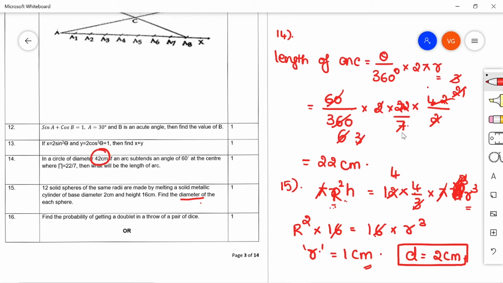Coming to the marking criteria for question number 14 and 15 together here. For writing down the formula, finding the length of the arc, you will get half mark. Calculation and finding the final answer, another half mark. Similarly, here also, writing down the formula of volume of the cylinder and the sphere, you will get half mark here. And then finding the diameter, you will get another half mark here.